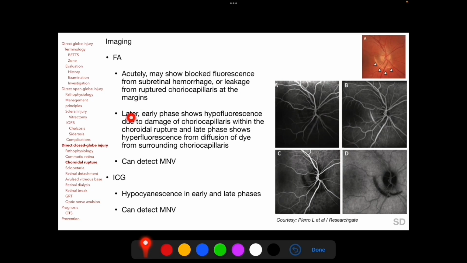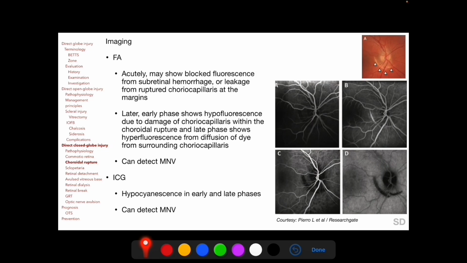Later in the disease process, early phase fluorescein angiogram shows hyperfluorescence within the choroidal rupture due to damage of choriocapillaries within the rupture, and late phase fluorescein angiogram shows hyperfluorescence from diffusion of dye from surrounding choriocapillaries, as seen here in this angiogram. Fluorescein angiography can also detect macular neovascularization. Indocyanine green angiography shows hypocyanescence both in early and late phases and can also detect macular neovascularization in an eye with choroidal rupture.